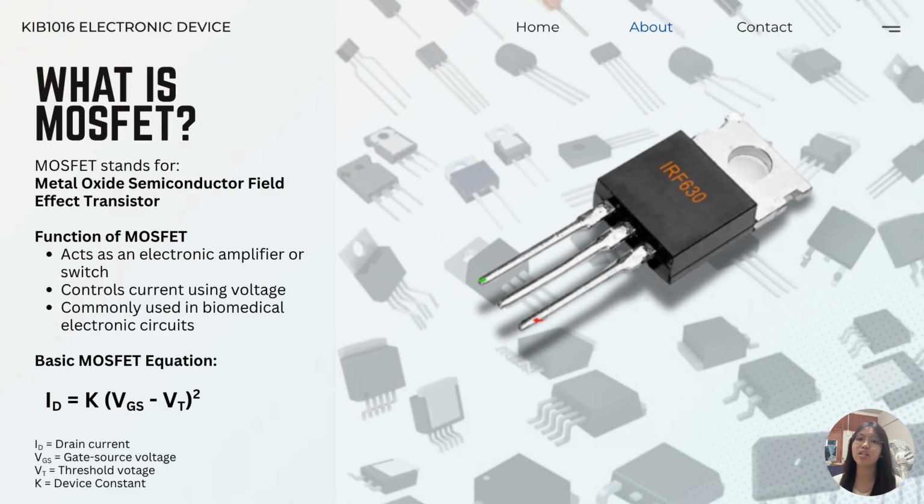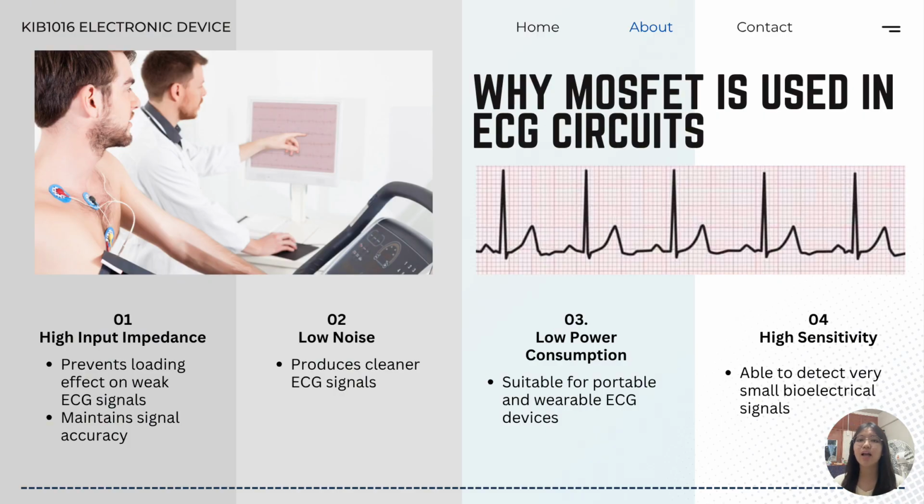MOSFET is widely used in biomedical electronics because it provides high input impedance, low noise, and low power consumption, which are very important for handling weak biological signals such as ECG signals. There are several reasons why MOSFET is suitable for ECG amplifier circuits. First, MOSFET has very high input impedance. This prevents loading effects and helps preserve the original ECG signals.